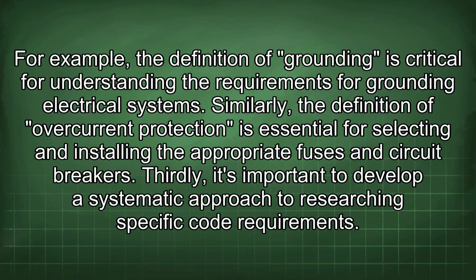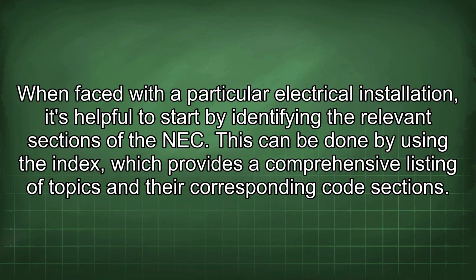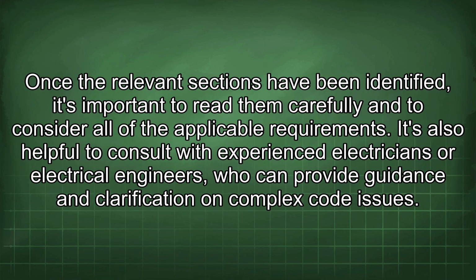Thirdly, it's important to develop a systematic approach to researching specific code requirements. When faced with a particular electrical installation, it's helpful to start by identifying the relevant sections of the NEC. This can be done by using the index, which provides a comprehensive listing of topics and their corresponding code sections. Once the relevant sections have been identified, it's important to read them carefully and to consider all of the applicable requirements. It's also helpful to consult with experienced electricians or electrical engineers who can provide guidance and clarification on complex code issues.